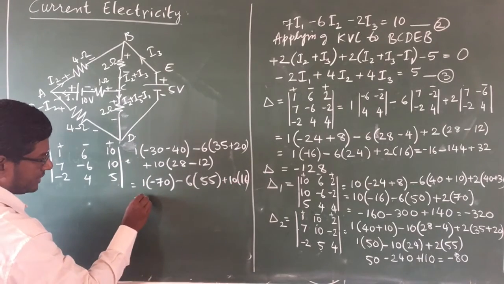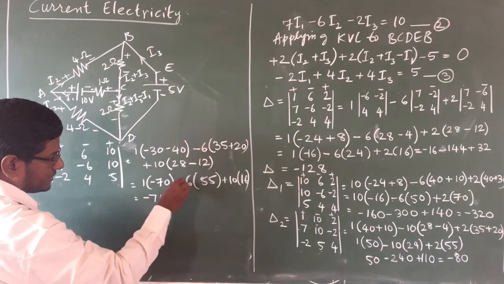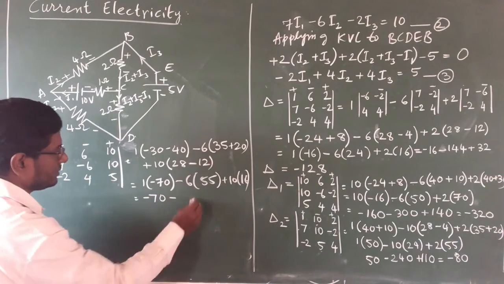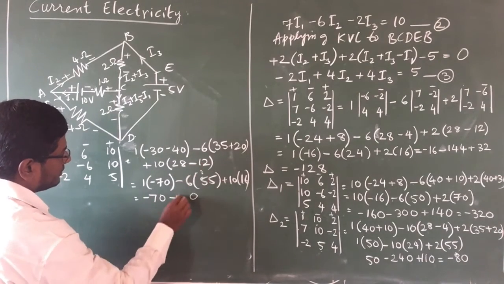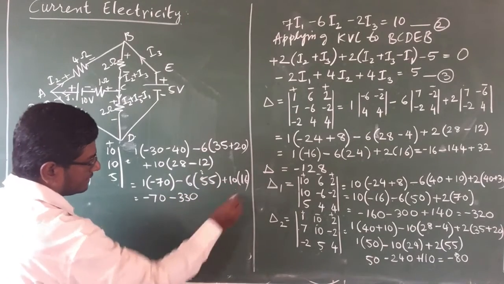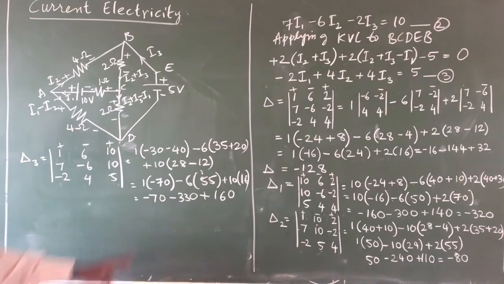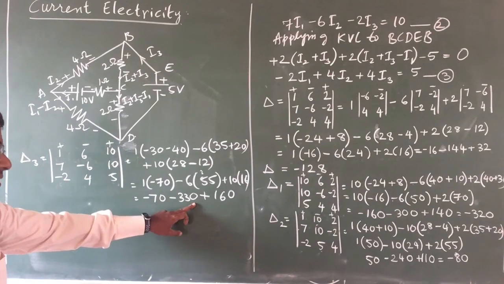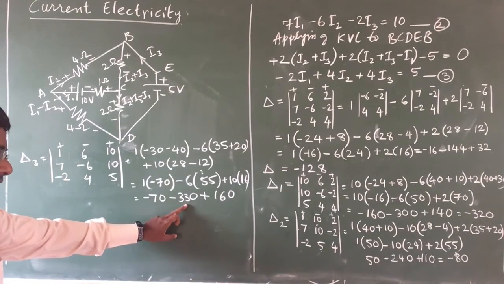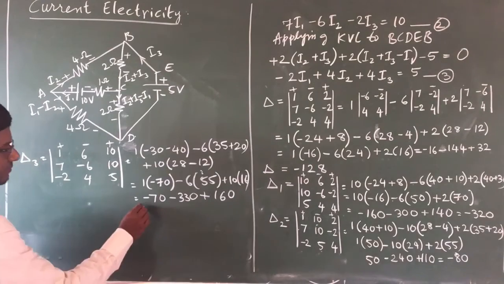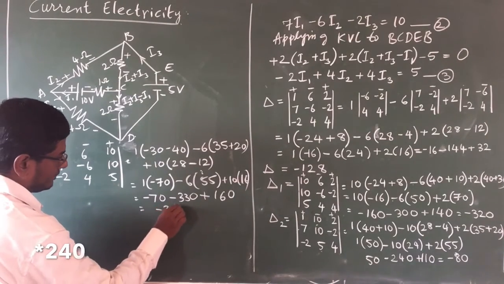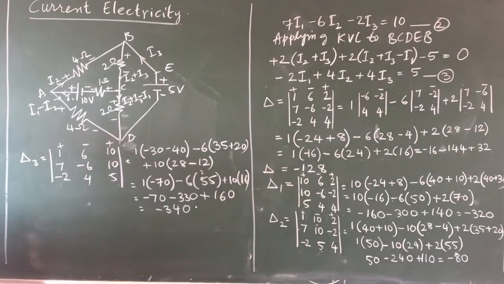So this will be minus 70 minus 6 into 55, that gives me 330, and then there will be a plus 160. So minus 70 and minus 330, that gives me minus 400, plus 160 gives me minus 340. I got my value of delta 3.